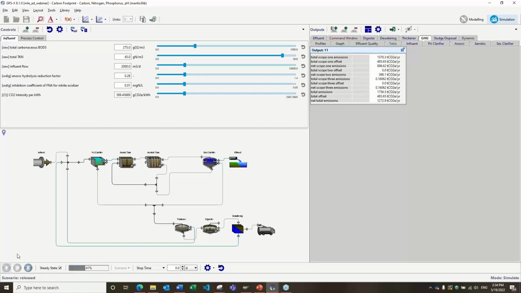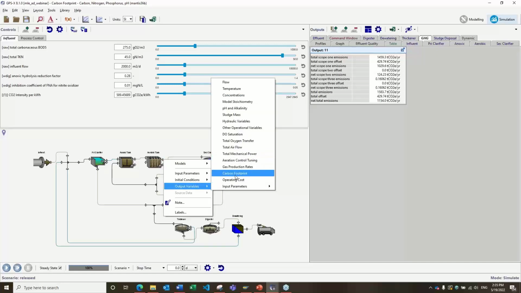If I were to just run a very simple simulation here, it's a steady state simulation, we'll see that the emissions that we are calculating is about 1,154 tons of carbon dioxide equivalent per year. And if we look at the makeup of this, quite a lot of this is being produced in the aeration tank, and we will look at how this is coming.